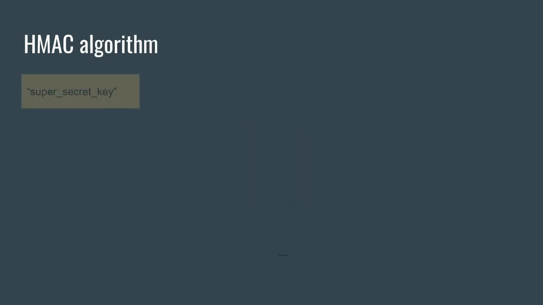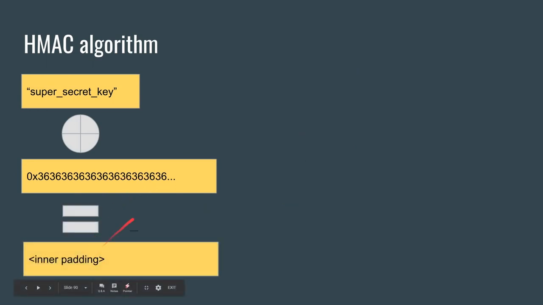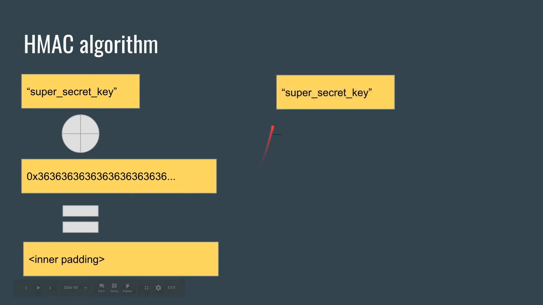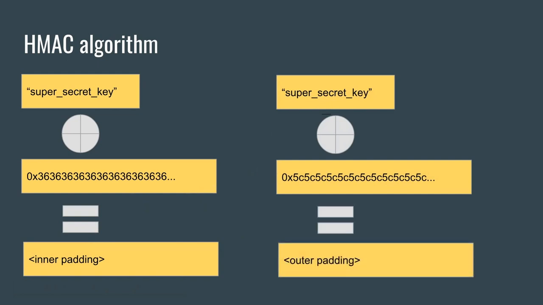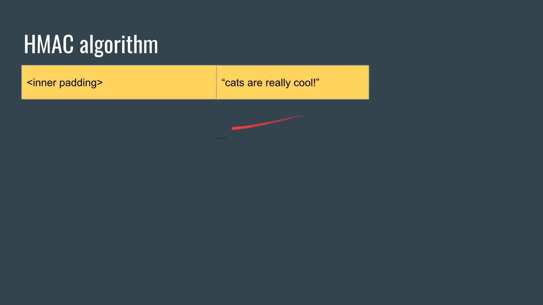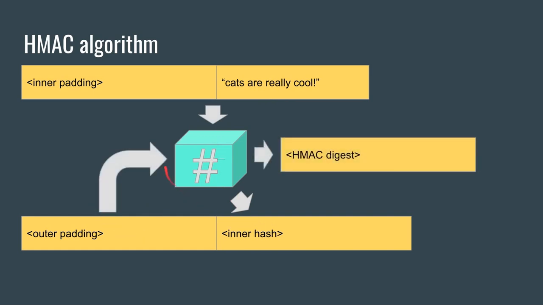Let's dive into this algorithm a little bit. We'll take our super secret key. We'll exclusive OR it with some constant that's defined in the HMAC spec to get what's called the inner padding value. We'll then take that same super secret key, exclusive OR that with another constant that's defined in the spec to get the outer padding value. We'll then take that inner padding, prepend it to the message that we want to generate the hash for. We'll then feed that into a hash algorithm like SHA-256. We'll then take the outer padding value, prepend that onto the value we just pulled out of the SHA function. We'll feed this whole thing back into the hash function again, and this will get our final HMAC digest.